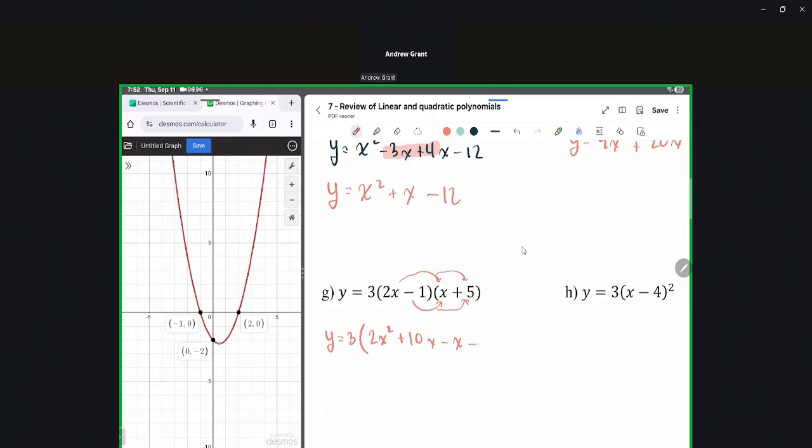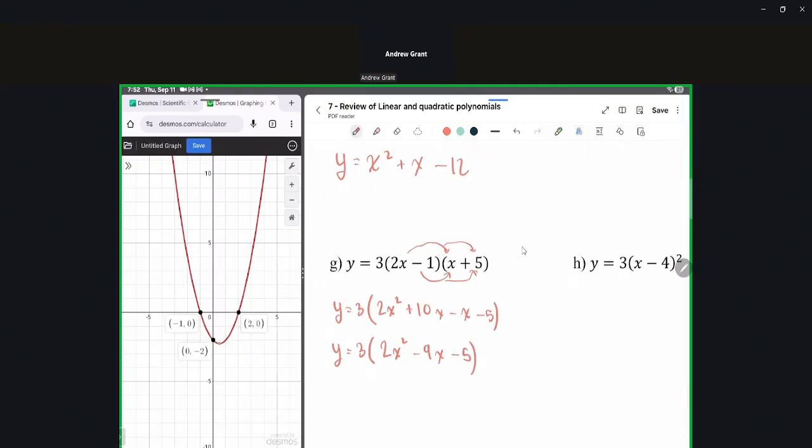We're going to simplify our inside term, so we're going to write y equals 3. That doesn't change. The 2x squared, 10x minus x is going to give us 9x, minus 5. And then the last thing we do is multiply out the 3 onto all of the terms on the inside. So 3 times 2x squared will give us 6x squared. 3 multiplied by 9x will give us 27x. And 3 times negative 5 will give us negative 15.